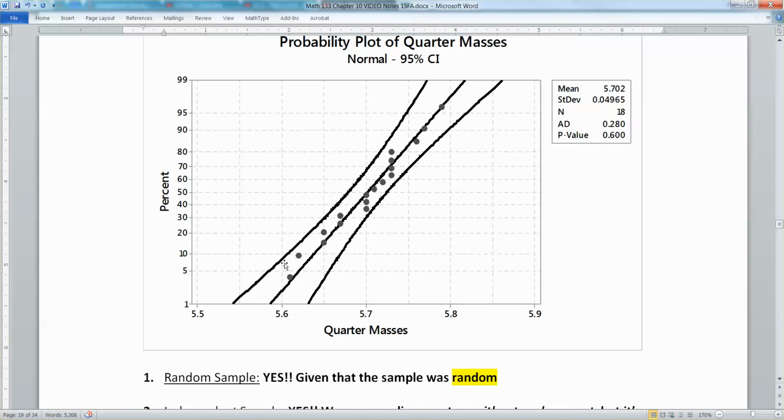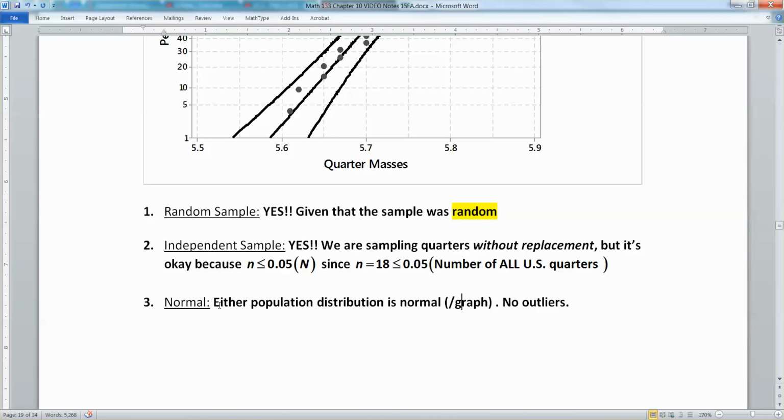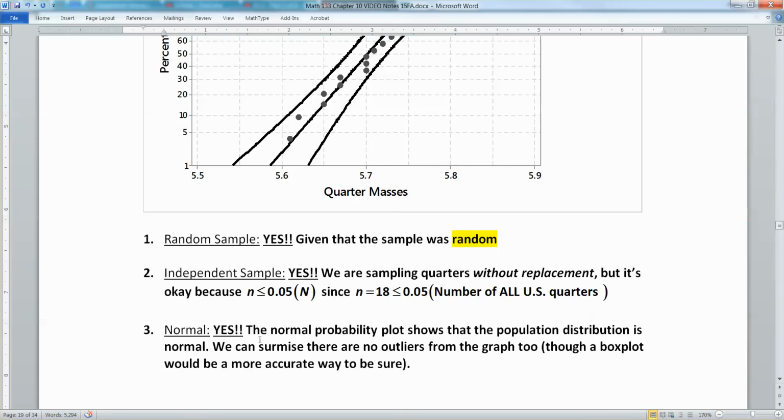But luckily for us, they gave us a big graph right here. And that shows us that the data distribution is normal. There we have it. So the normal probability plot shows that the population distribution is normal, which is what we need. So that gives us our yes. We can also surmise there are no outliers from the graph, though a box plot would be a more accurate way to be sure of that.